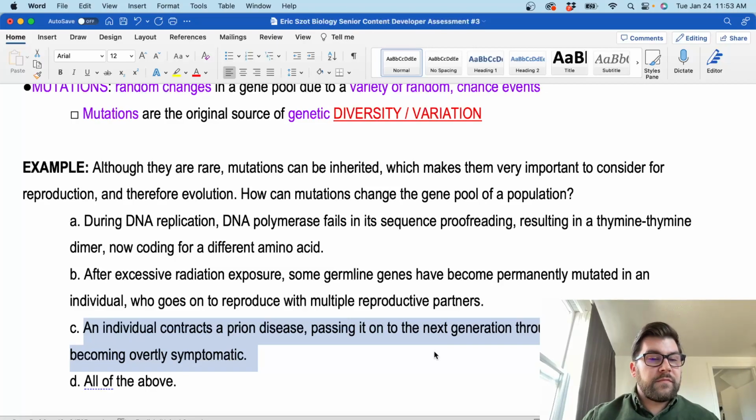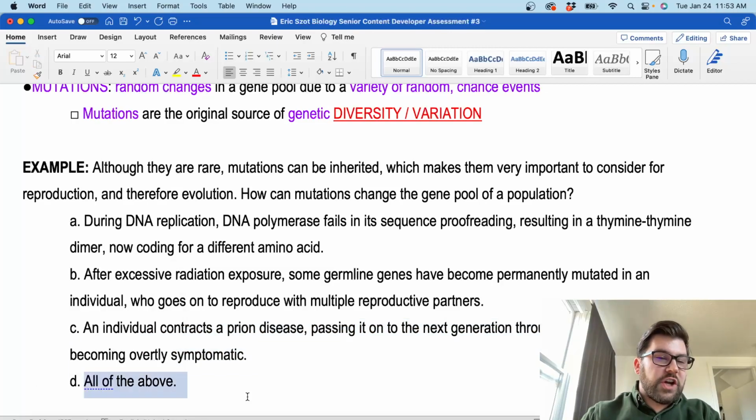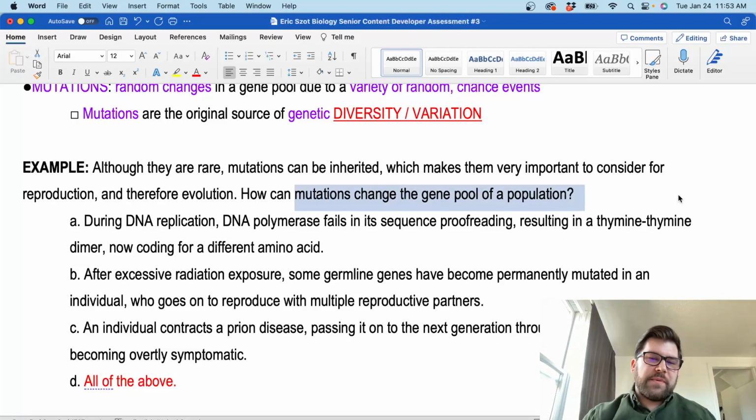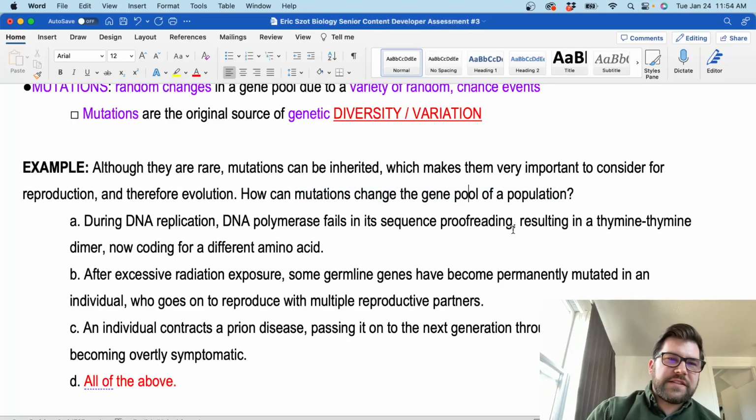So this person doesn't know they have it. They reproduce, they pass it on. They didn't even know they had it. They were not symptomatic. So, wow. Okay, and here we go. D actually says all of the above. Are all of these feasibly mutation-based answer options that would be causing the gene pool to change over time? How can mutations change the gene pool of a population? It seems like all 3. So all of the above actually seems like the best answer option here. So that'd be that.